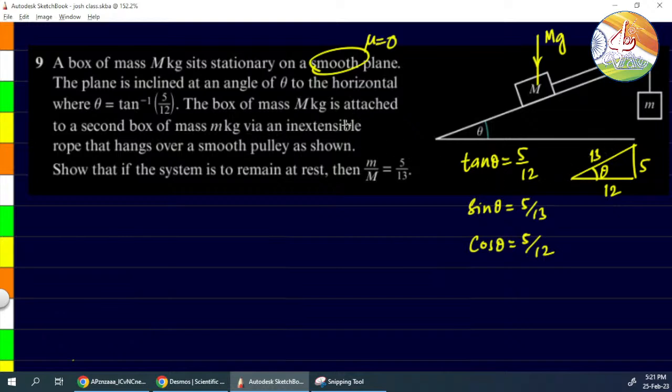The box of M kg is attached to a second box of small m kg that hangs over the pulley. The pulley is again smooth. Pulley is smooth means tension on both the sides of the pulley will be the same. Show that if the system is to remain at rest, small m by capital M is 5 by 13.